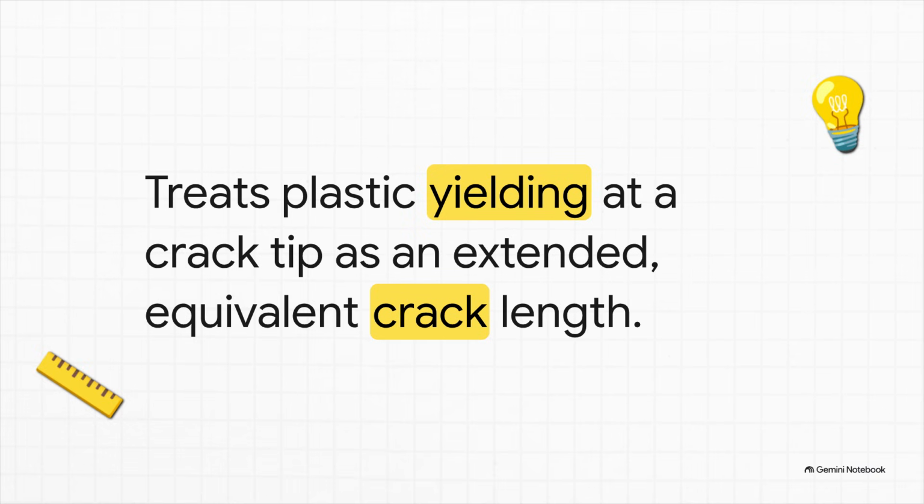What happens is the material right at the crack tip actually yields and stretches plastically, creating this tiny microscopic bubble of deformation. Irwin figured out a super neat trick. You can adjust your math by simply pretending the crack is slightly longer than it actually is, just adding the size of this plastic bubble to the real crack length. It's brilliant because it lets us keep using linear equations for ductile materials.